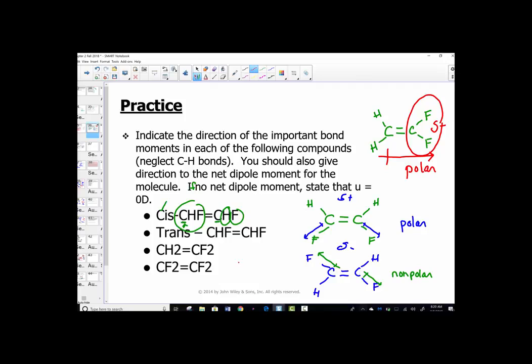If the carbon-to-carbon double bond had just fluorines, all directions were the same. There's a vector quantity in terms of distribution of charge, but it's equal and opposite in all directions. That's a totally symmetrical molecule, making the molecule nonpolar.